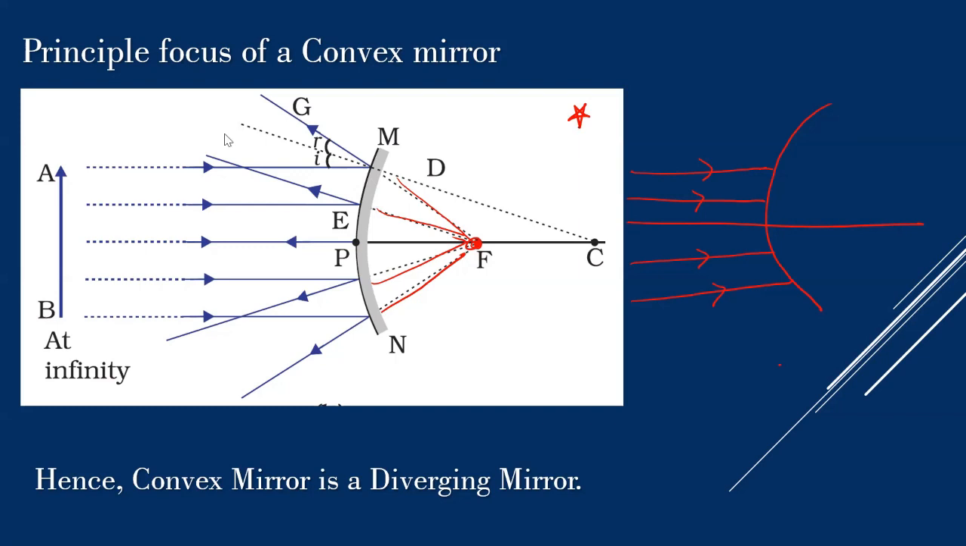So you can draw this diagram and give an explanation in 2 to 3 sentences: as the focus is formed behind the mirror, we say that the rays are considered to come from a point which is behind the mirror. That point we define as the principal focus. Moving ahead.